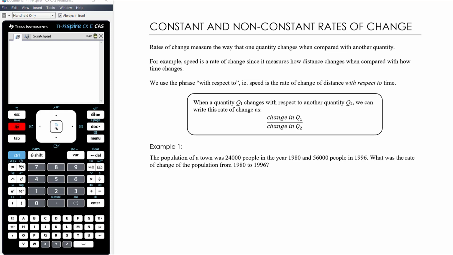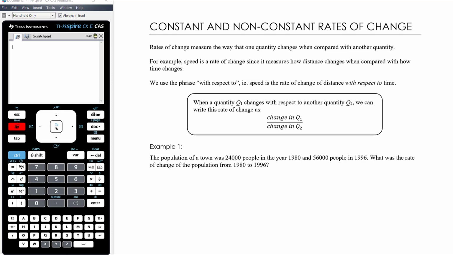So rates of change measure the way that one quantity changes when compared with another quantity. So for example, speed is a really common rate of change that we all are familiar with. It is how distance changes when compared with how time changes. The mathematical phrase we would use there is, how does distance change with respect to time? Okay, that's what speed is, a change in distance with respect to time.